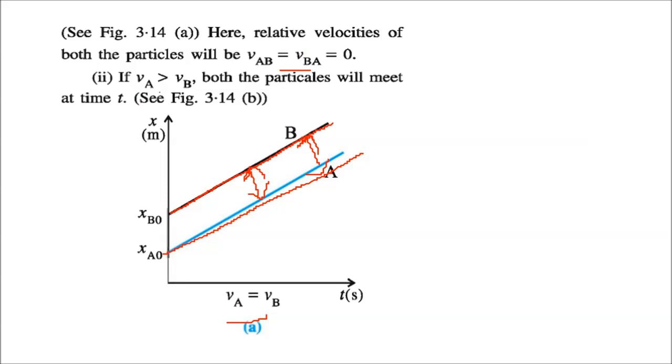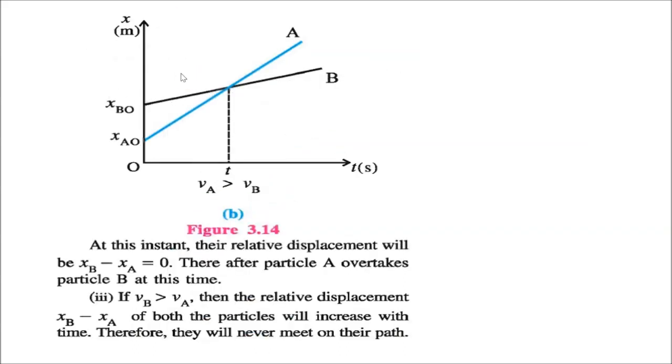Now what happens when VA is greater than VB, meaning A is moving faster than B? If A is moving faster than B, then A is going to meet B somewhere at time t. This one is moving faster, this one is moving slower. So at some point, because VA is greater than VB, they are going to meet. At this instant, the relative displacement will be 0, at t equal to t. Thereafter, particle A will overtake it.